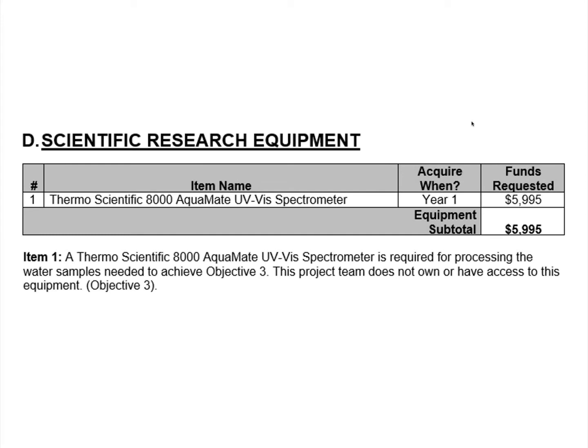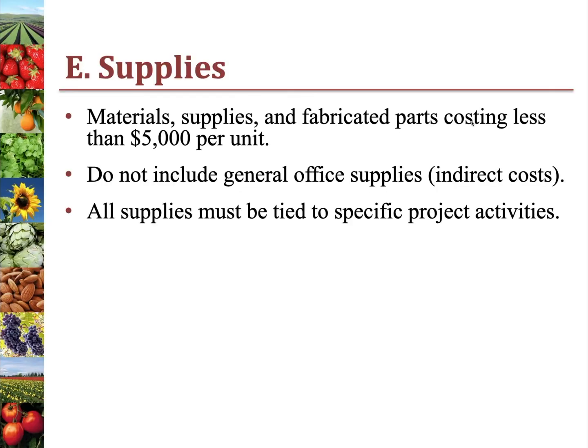In this example, the project will require one piece of scientific research equipment. The name and manufacturer of the item are provided in the table, and as required for this budget category, the item costs more than $5,000. Provided below the table is a justification describing why the equipment is needed and clearly linking it to the project objectives.